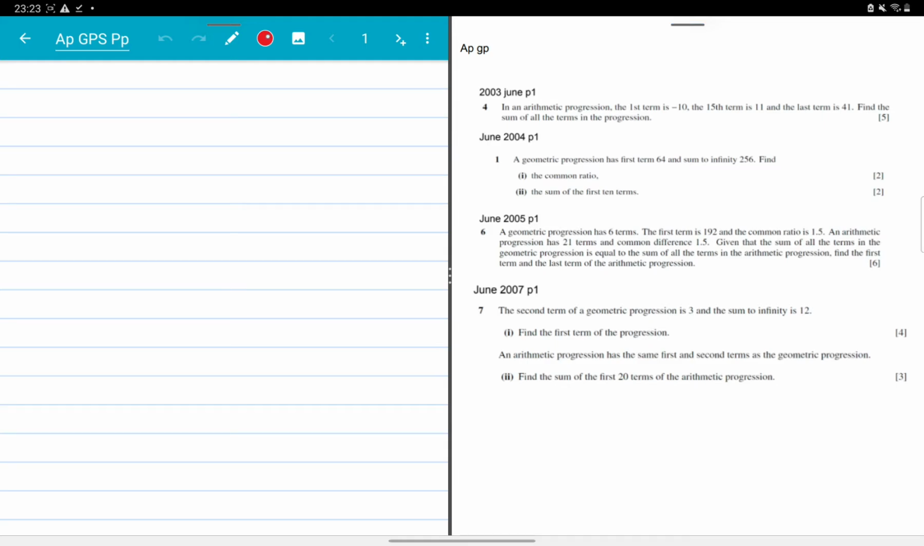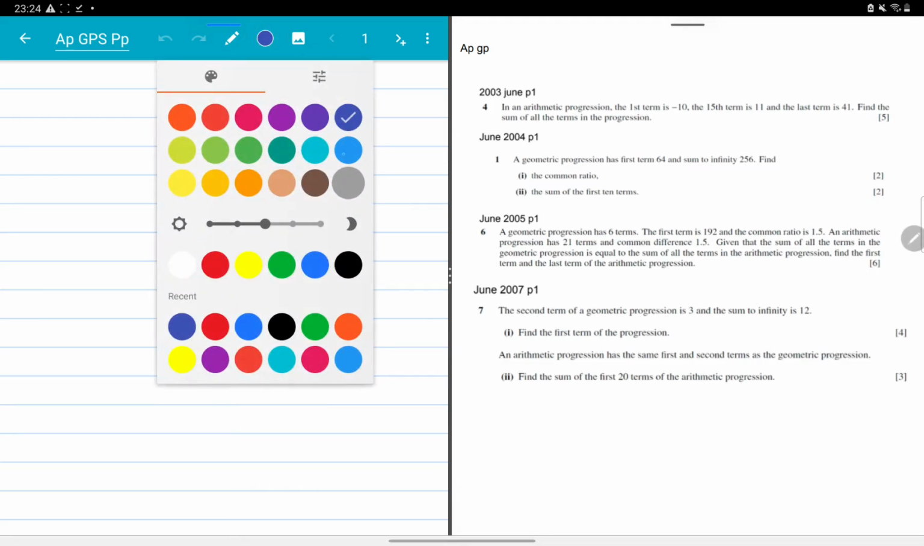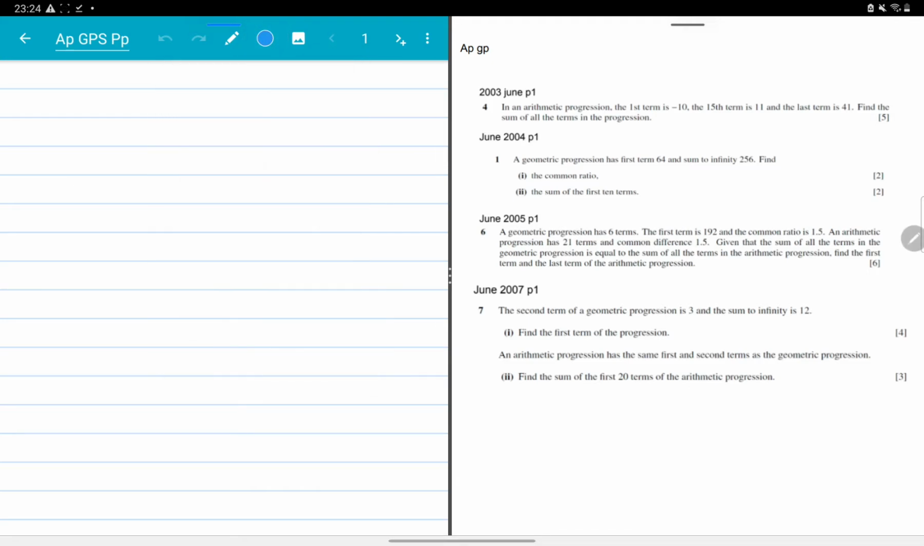In this question, this says if in an arithmetic progression the first term is minus 10, the 15th term is 11 and the last term is 41. Okay, now first of all let's make the data. It's 2003 June P1 question number 4. So now first of all we have our first term which is minus 10.